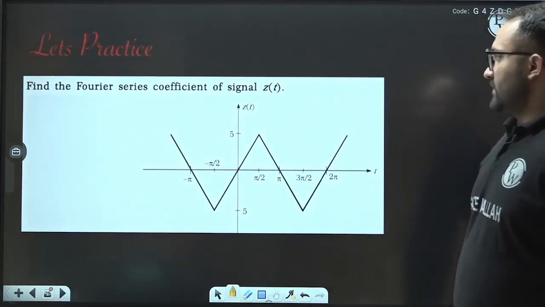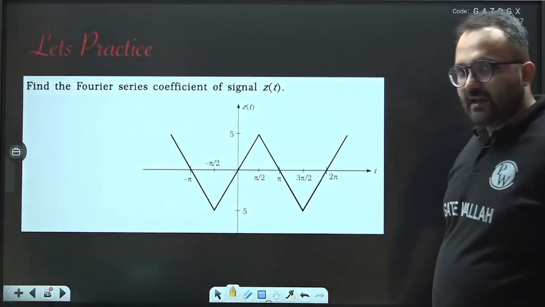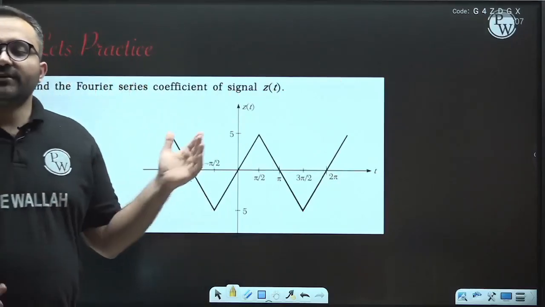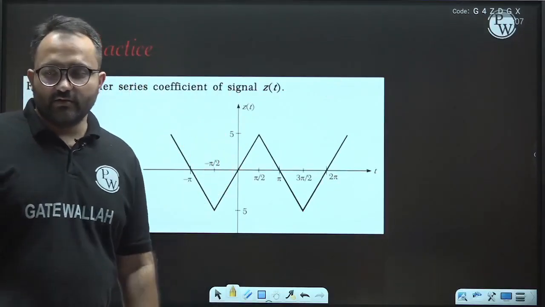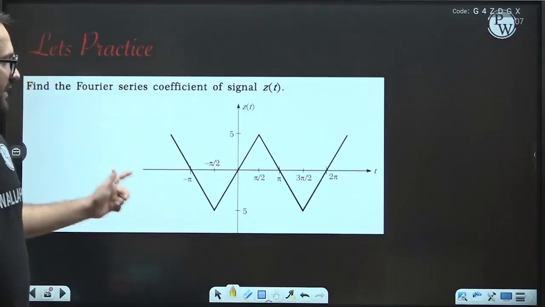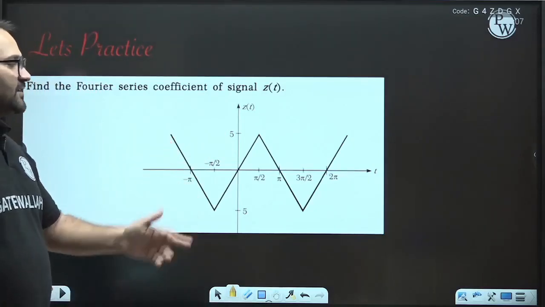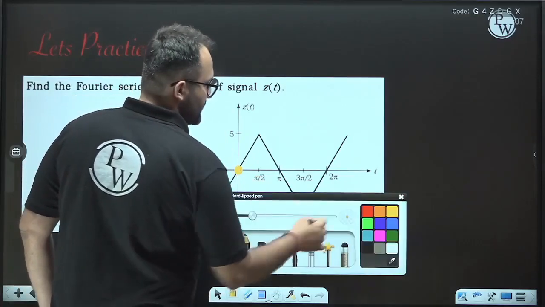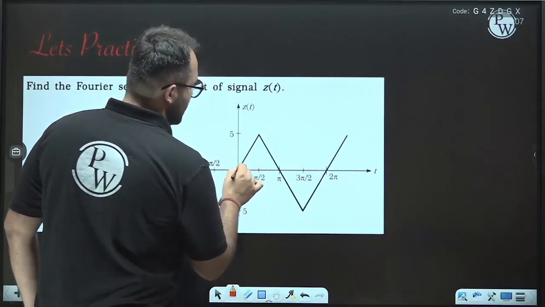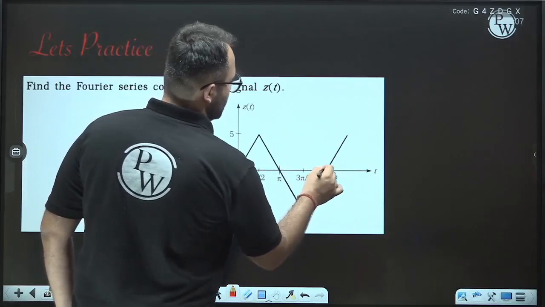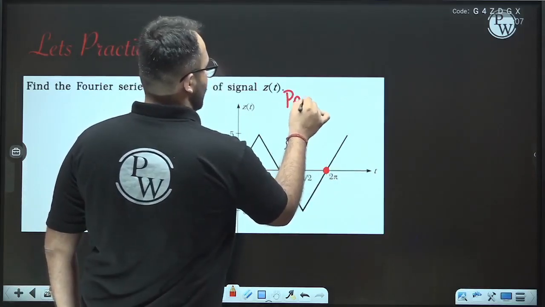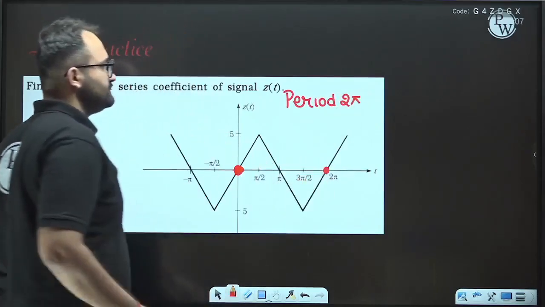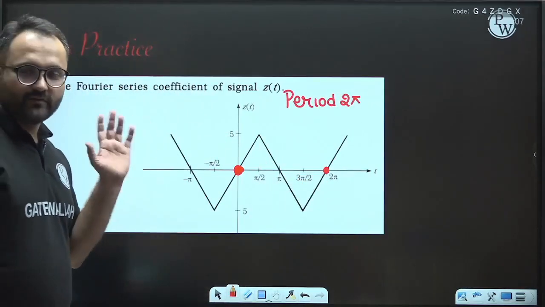For example, this pulse. Let me help you in applying the differentiation property to this signal. This is the triangular pulse. Obviously we can see that it is periodic with period 2 pi, and for a triangular pulse, we will always apply the differentiation property, always.